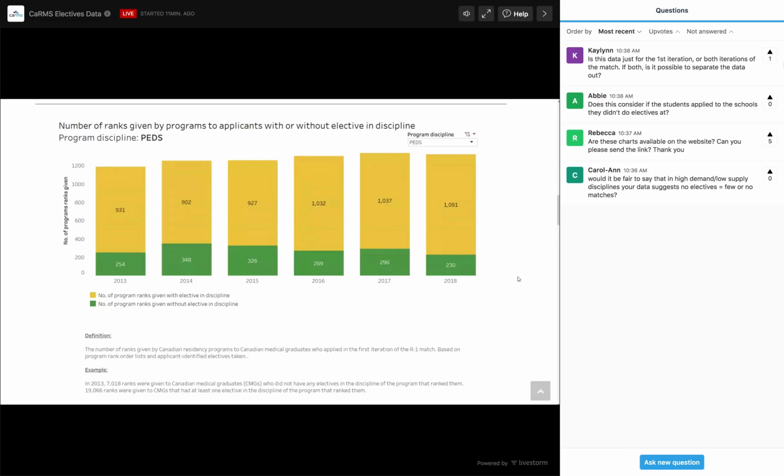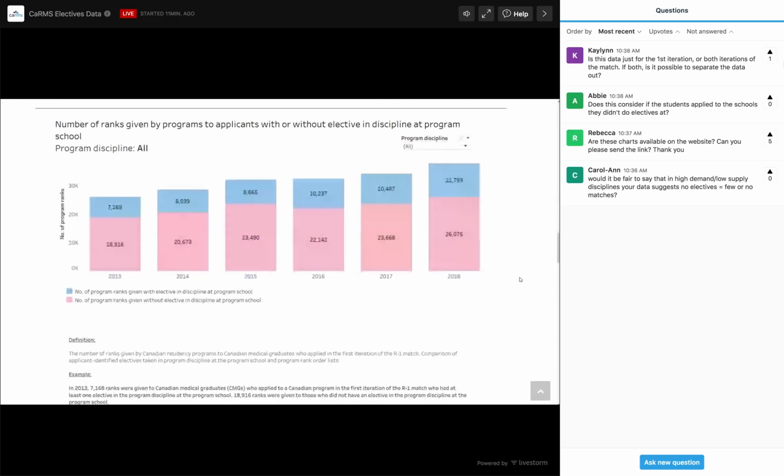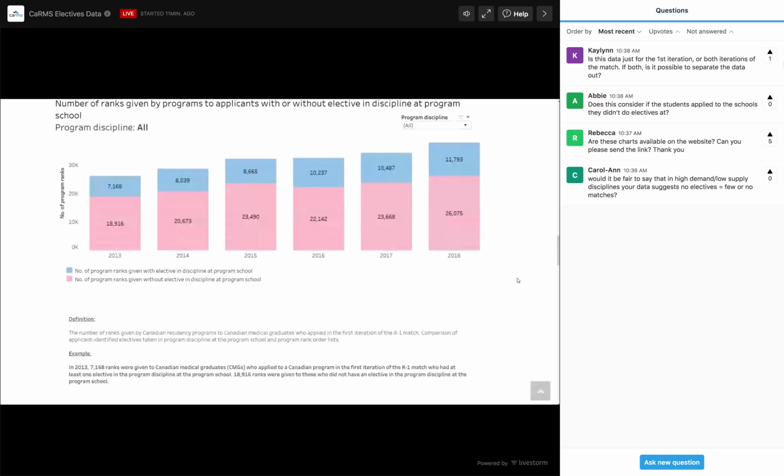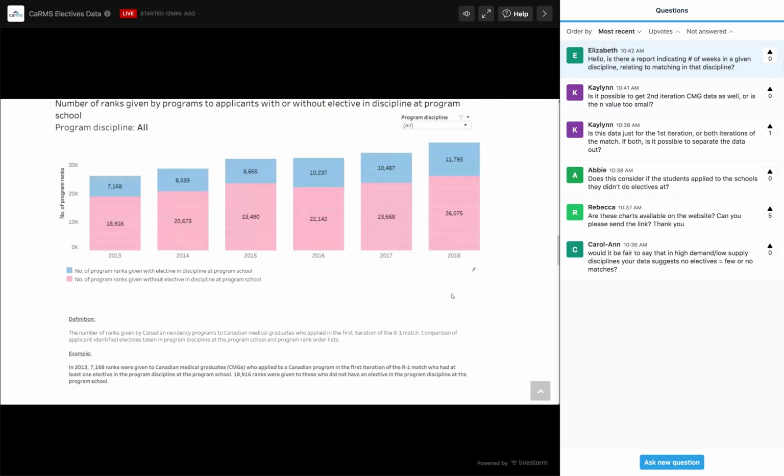Now moving on to the second view of ranks, which is a similar sequence to the one under matching. Now we're looking at the number of ranks given to people based on whether or not an elective was taken in the discipline at the program school. Essentially, a rank given to those who took an elective at that program. I think that's a pretty good correlation, although it may not always be the case. I think that would be the definition.